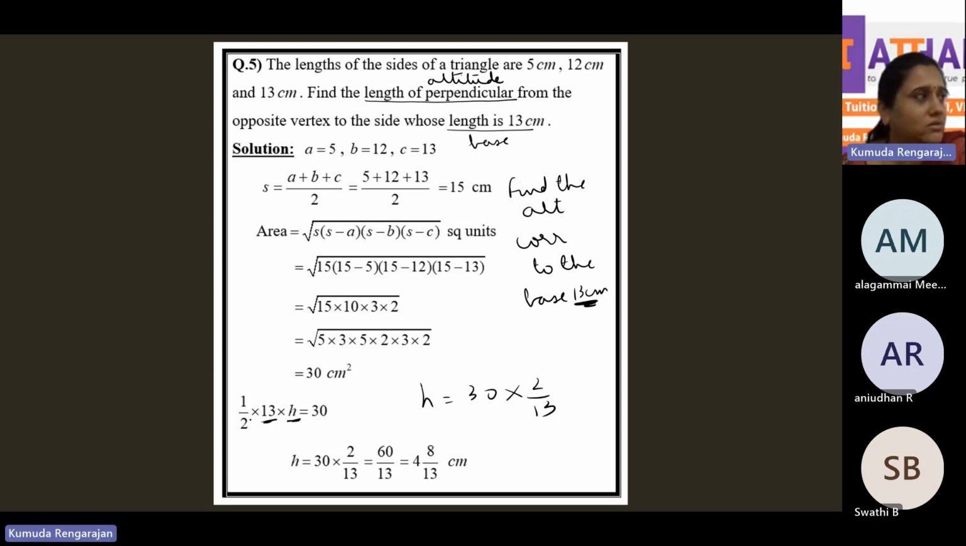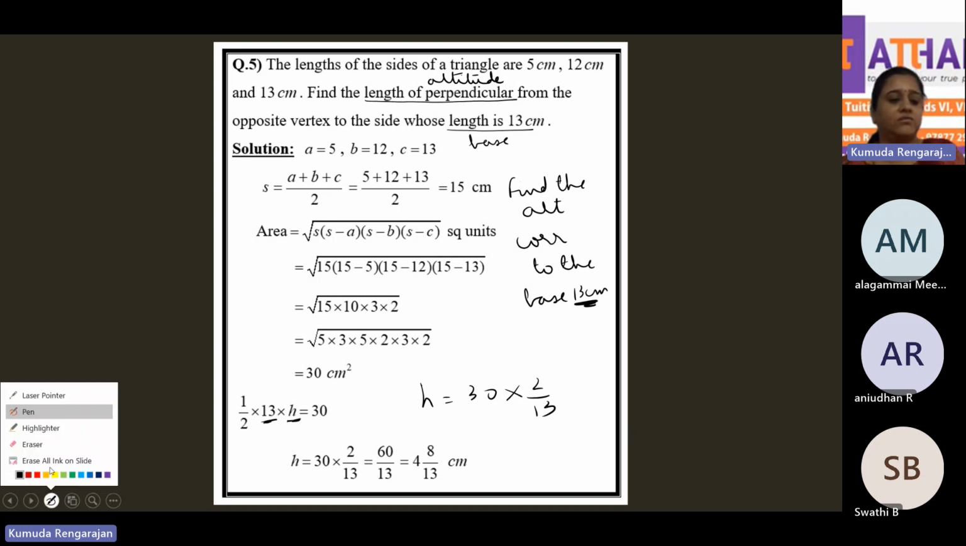Half into 13 is 13 by 2. That will become 2 by 13 on the other side. Simplify, and this is the length of the altitude. Right?